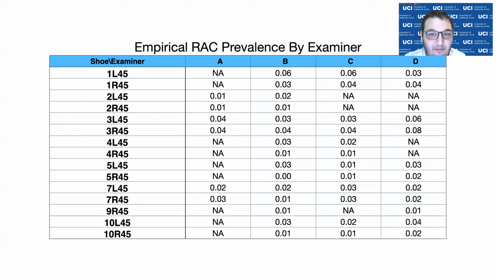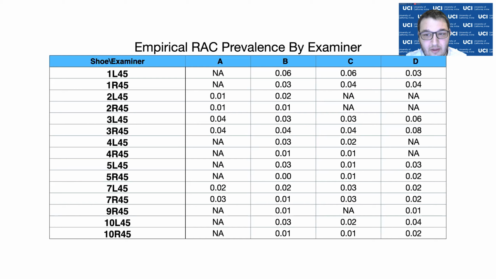Just to give you an idea of how prevalent RACs are across shoes, there are a couple of interesting things in this table. If you look at a single shoe, which is each row, you could see that examiners identify different numbers of RACs. So for example, in the top row, only 3 examiners examined that shoe. B and C both found about 6% of cells contain RACs, while D only found about 3%. And then if you look down each examiner column, you could see that some shoes have more RACs than others.